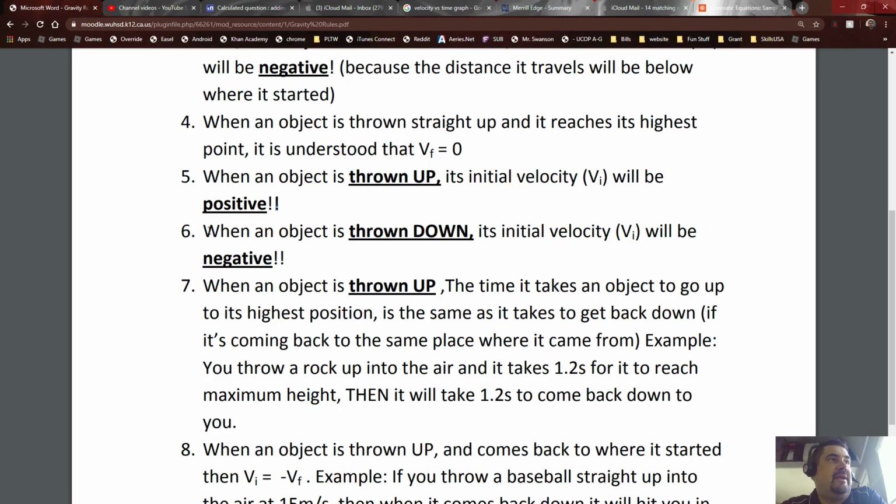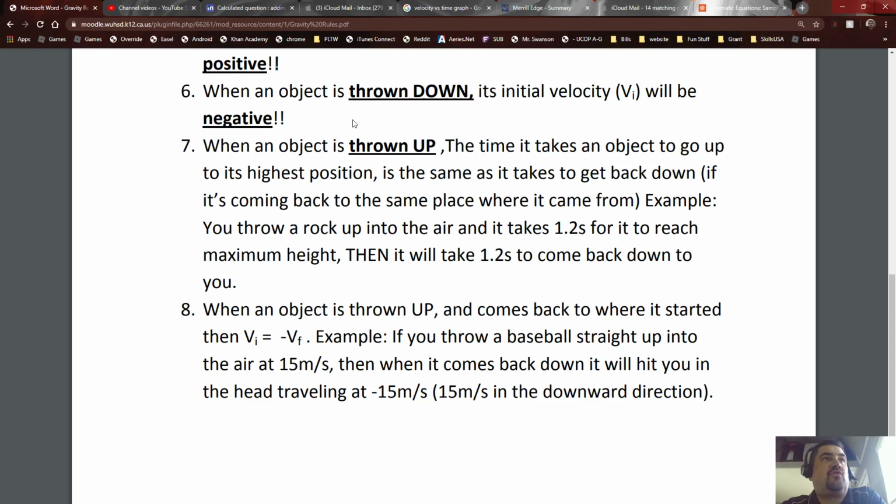I kind of mentioned that already. Rule number 6. When an object is thrown down, its initial velocity will be negative. Well, that's kind of common sense. It's the opposite of rule number 5.